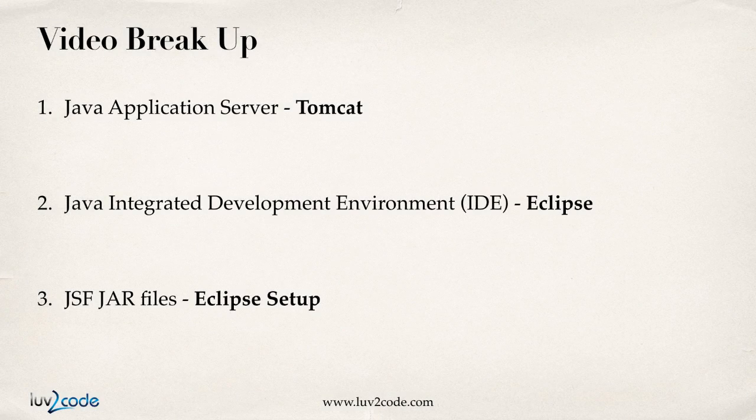Now, this is a lot of information to cover in just one video as far as getting all this software installed. So I'm going to break it up into multiple videos. The first thing I'll do is show you how to install the Java application server, Tomcat, and I'll show you how to do it for the different operating systems: Microsoft Windows and also the Macintosh. Then we'll move forward to our Java IDE, Eclipse, and again, I'll show you how to install it for Windows and also for the Mac.